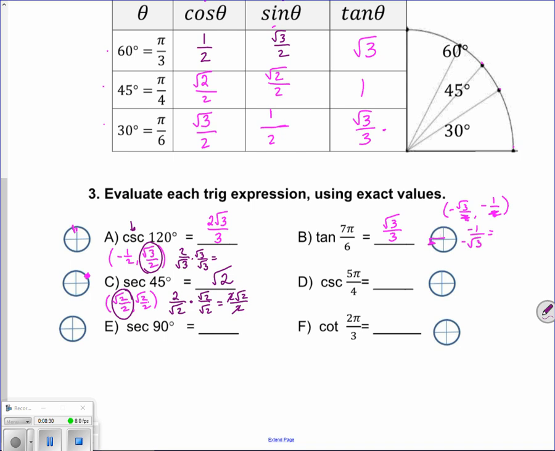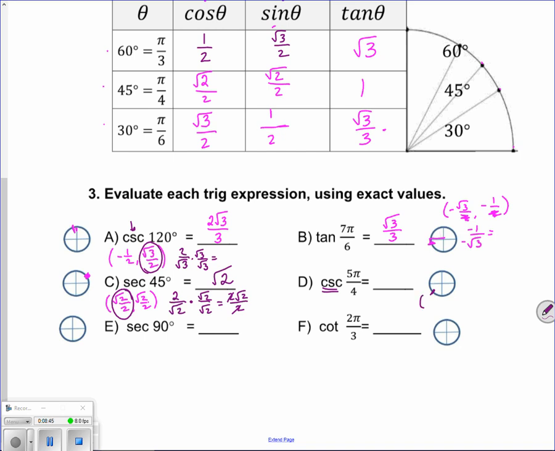All right, cosecant of 5 pi over 4. Cosecant of 5 pi over 4, here's 5 pi over 4. The y-coordinate, why did I say the y-coordinate? Because it's cosecant, that's the flip of the y.